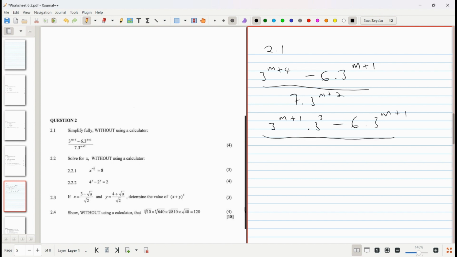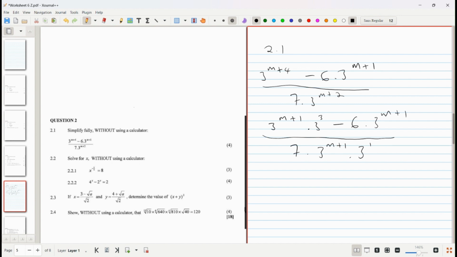And then we divide by 7 times 3 to the power m plus 2. How can we rewrite it to be 3 to the power m plus 1? We can write it as 3 to the power m plus 1 multiplied by 3 to the power 1, because when we multiply, we add the exponents again. So it will be 3 to the power m plus 2. We can rewrite it into this form here.